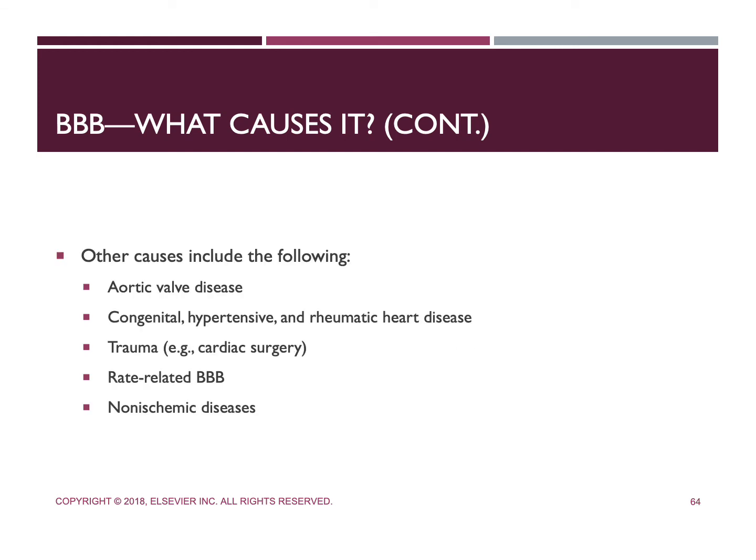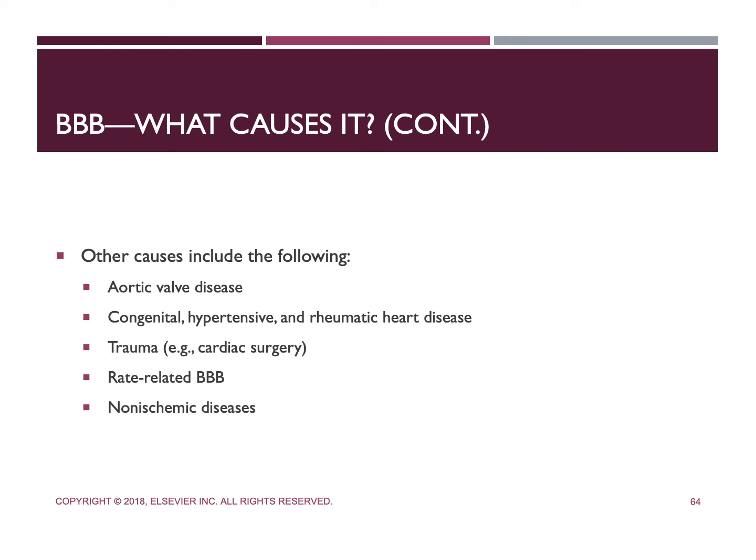So, other causes of the bundle branch blocks are going to include things like aortic valve disease, congenital, hypertensive, rheumatic heart disease as well. Trauma, cardiac surgery, for example, would be an example of trauma. And even sometimes the ECG will show occasional QRS complexes that have a right bundle branch block or a left bundle branch block morphology interspersed with normal QRS complexes.